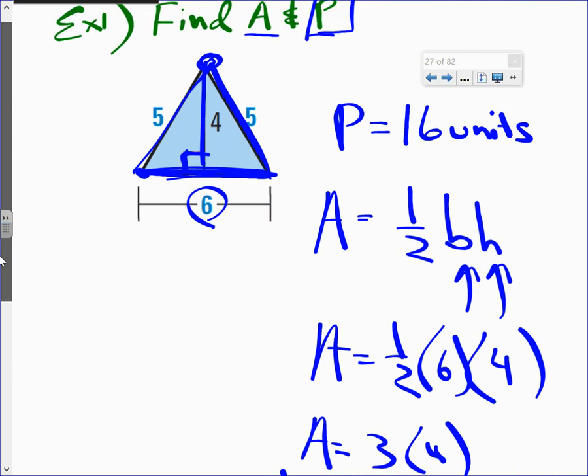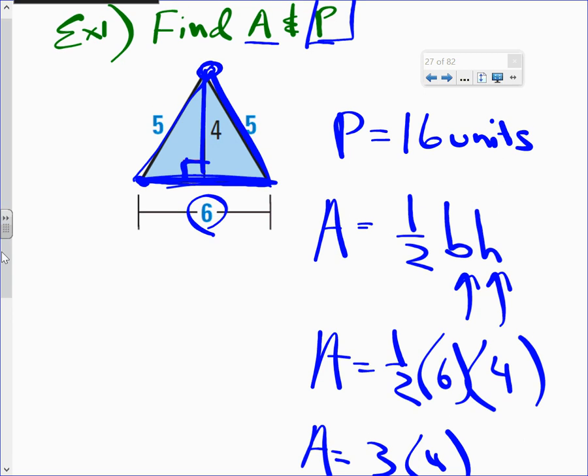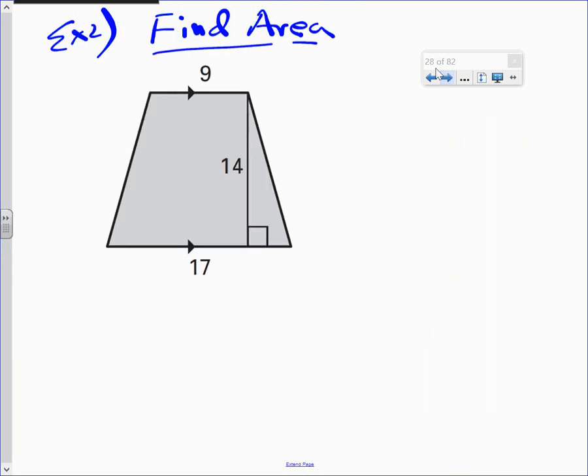Question number 1. Let's do a trapezoid. Write example 2 now. Let's do some traps. Draw the trapezoid.